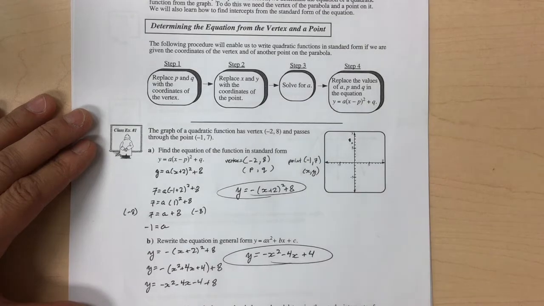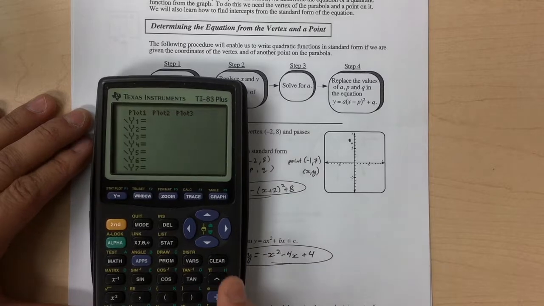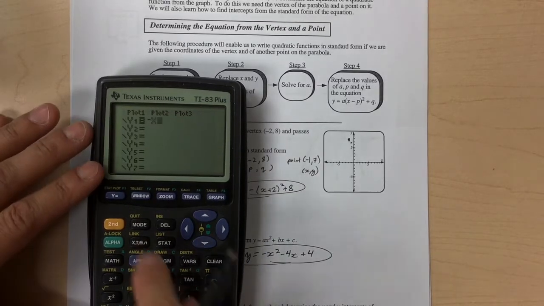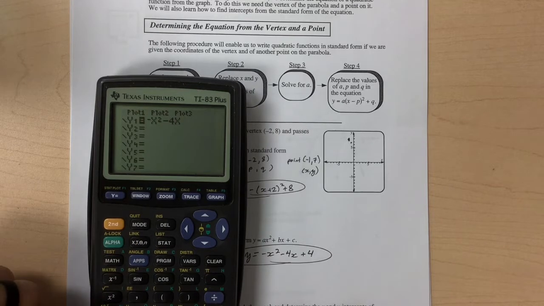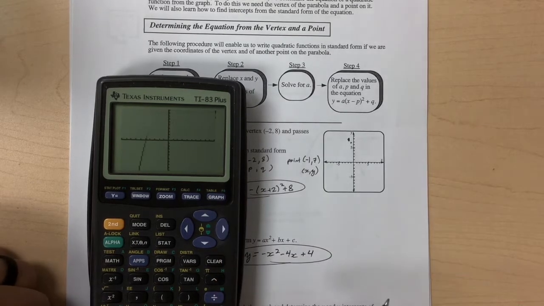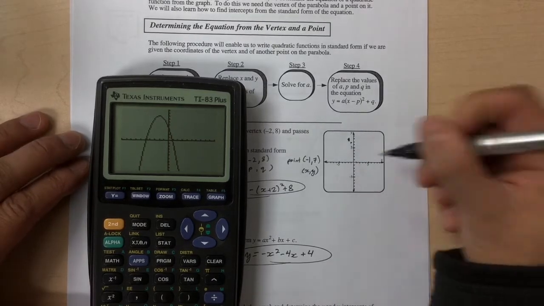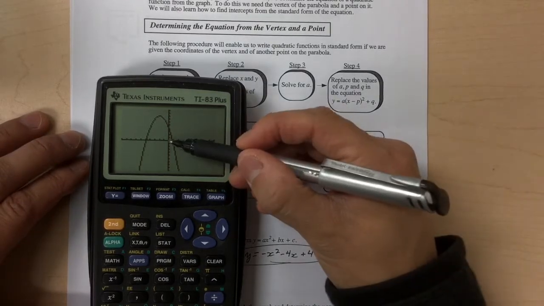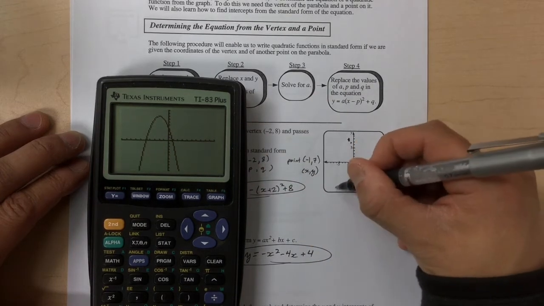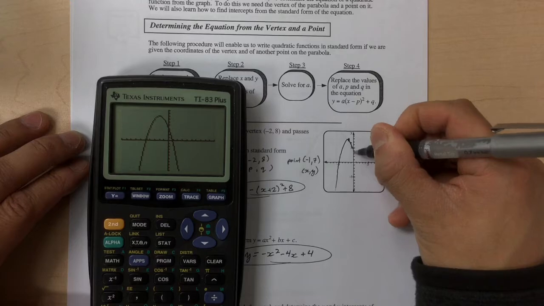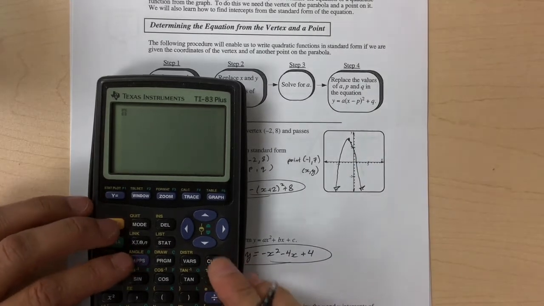And now what we want to do is sketch this graph using a graphing calculator. So -x squared minus 4x plus 4, and then we will graph. So this is what the graph of my equation looks like. It has a point going through there, and this looks like it's 1, 2, 3, 4, 5, close to 5. And opening downwards because it's negative.